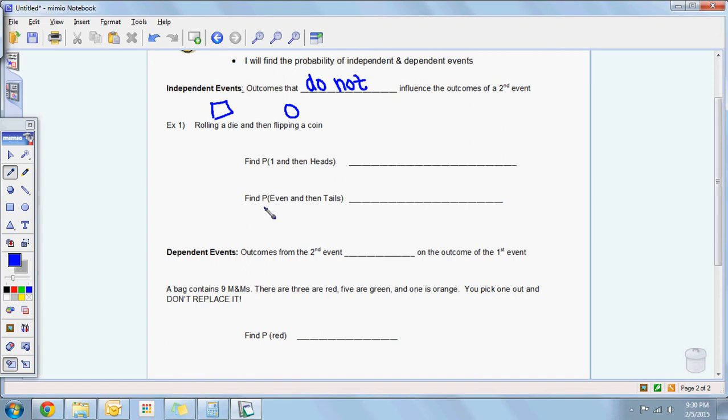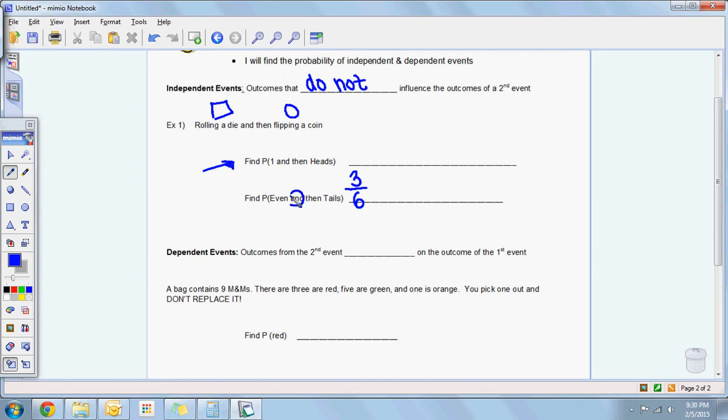So I'm going to skip down to example number 2. Eventually you guys are going to try this one, but I'm going to show you this example first. So we want to figure out what's the probability of rolling an even number on the die and then flipping a tails on the coin. So remember, the even numbers are 2, 4, 6. So that means we have 3 even numbers out of a total of 6 options on the die. That's my probability of getting an even number.